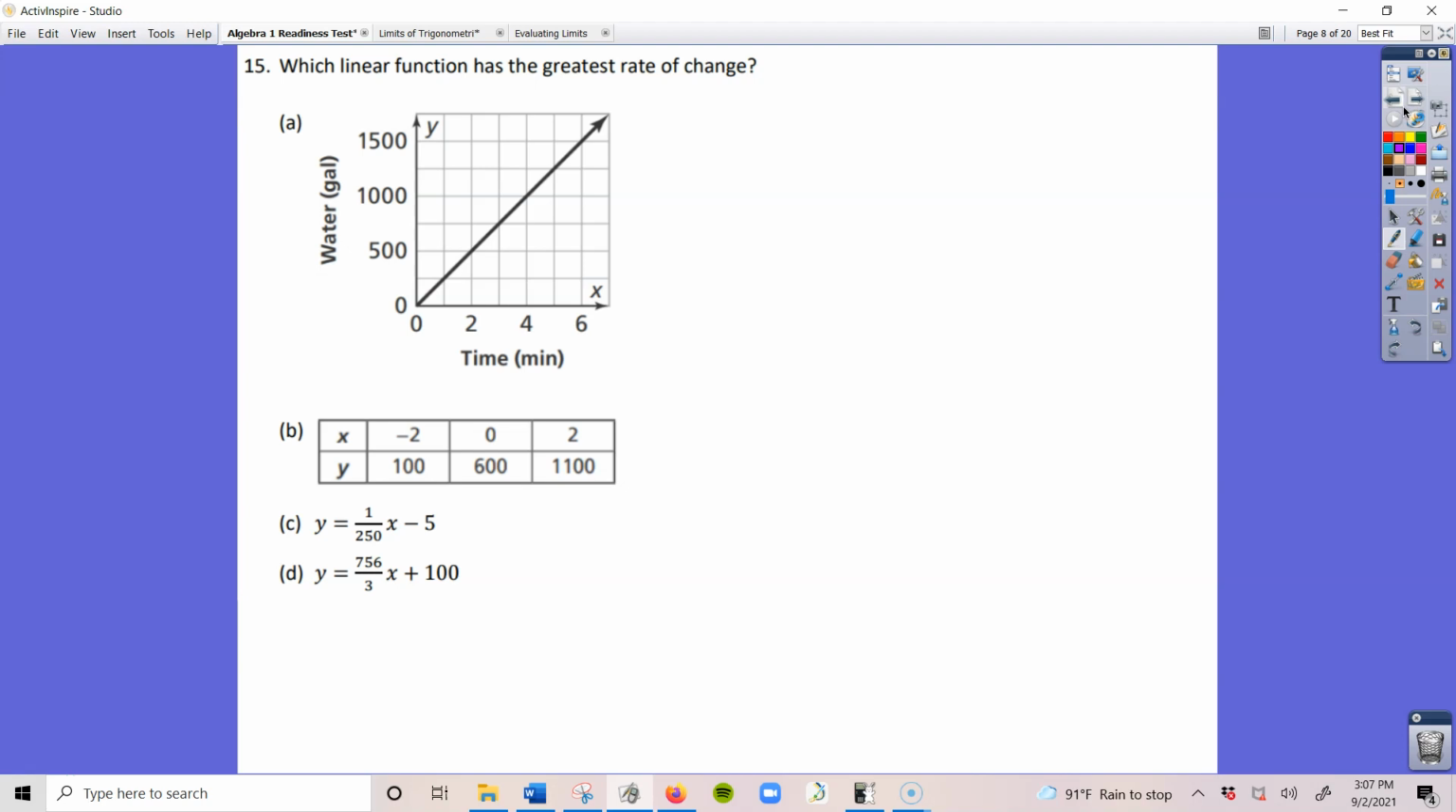Moving on to number 15. Which linear function has the greatest rate of change? If you ever see those words, rate of change, you would write slope. That's what they're talking about. So we have various lines here in different representations. We have a graph, we have a table, and we have two equations. To figure out the slope from a graph, pick any 2 points on the graph. I'm going to pick 0, 0, and 2, 500. We can find the slope.